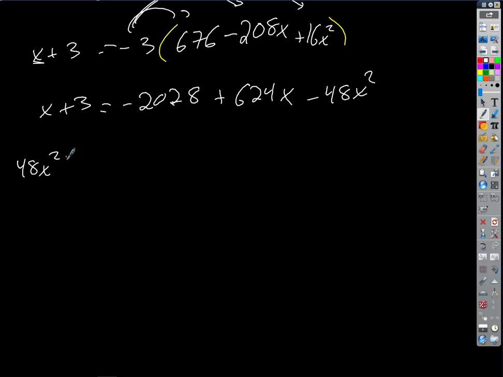We're going to subtract 624x from x. So what's negative 624x plus x? Negative 623. Good. And then we're going to add 2028 to 3, right? Which gives us plus 2031. Huge numbers, right? That looks terrible. But then you could divide by 48. Well, 48 unfortunately isn't going to go into these things, right?